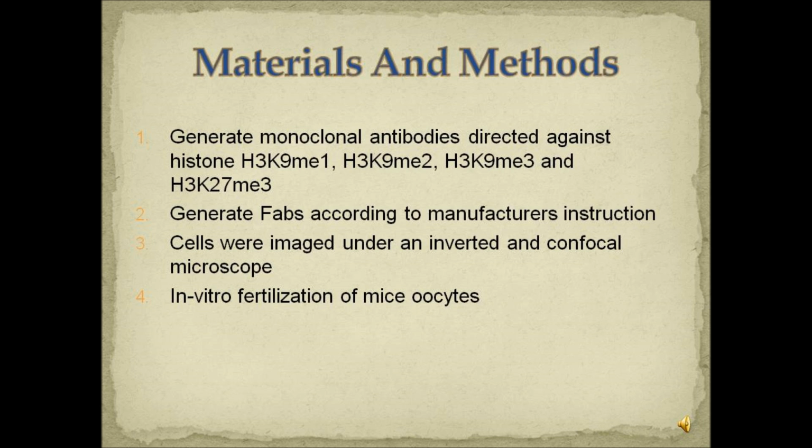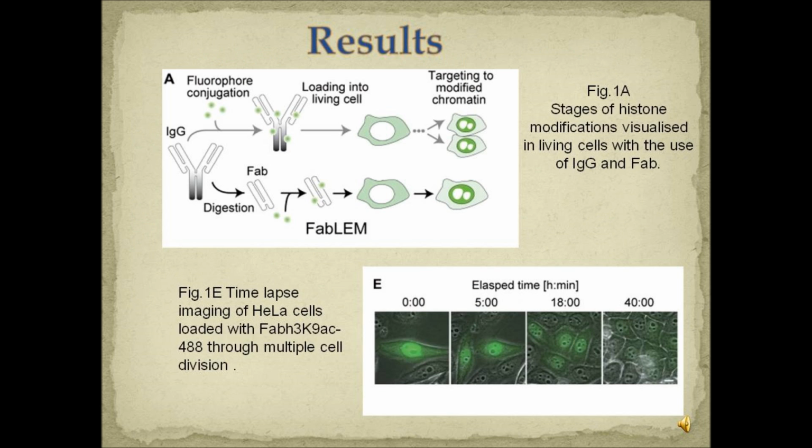Mouse oocytes at anaphase 2 and telophase 2 were injected with Fabs and 5 microgram per milliliter of histone, placed on an imaging device, and 51 images were captured at 15-minute intervals.